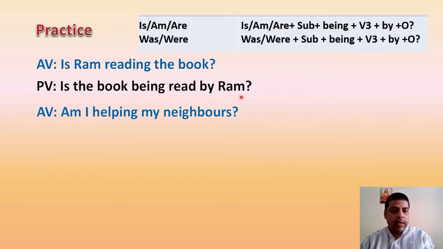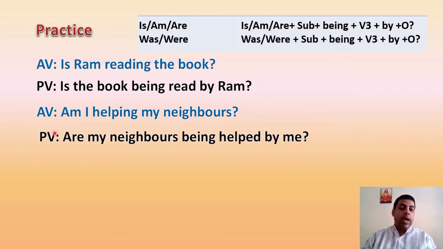Look at one more example. Am I helping my neighbors? What would be the answer? My neighbors would become the subject, and if we want to pick up is, am, are, neighbors is there, s is there, so plural, so we are supposed to use are. So the answer will be, are my neighbors being helped by me?